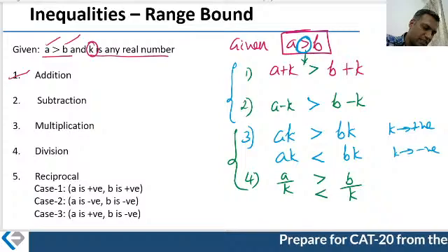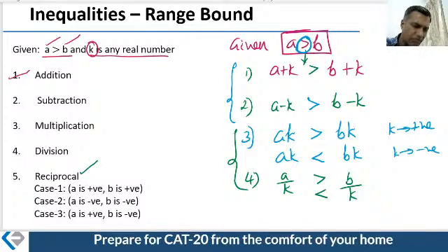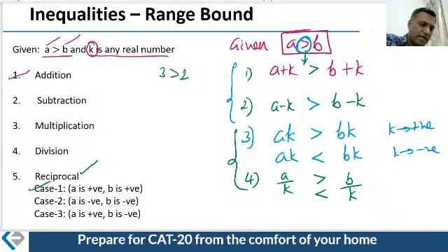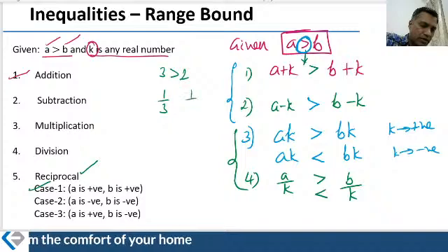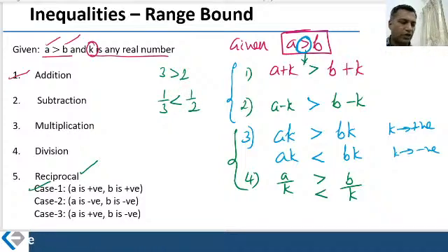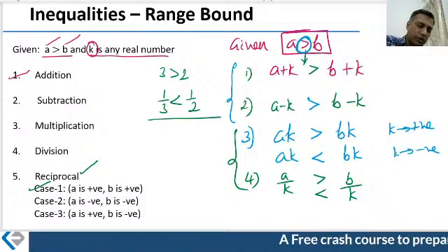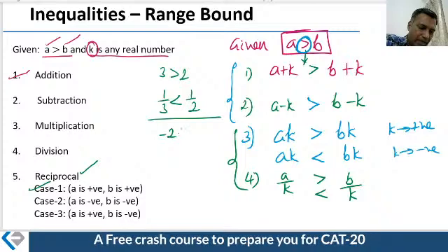One last thing, reciprocal. Two things would happen. If I say 3 greater than 2, both positive, I'm taking case 1, my friends. If I take the reciprocals 1 by 3 and 1 by 2, the sign would change. Similarly, if both negative, case 2, what if I have -2 greater than -3? This is given to me.